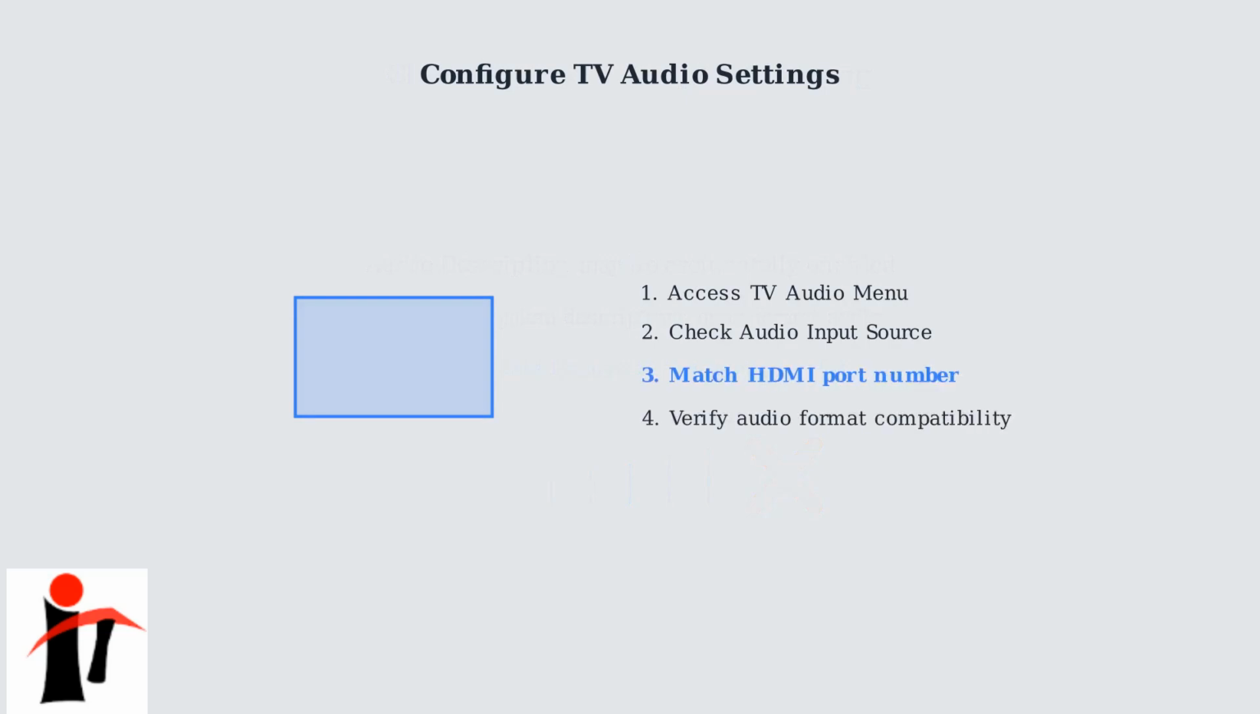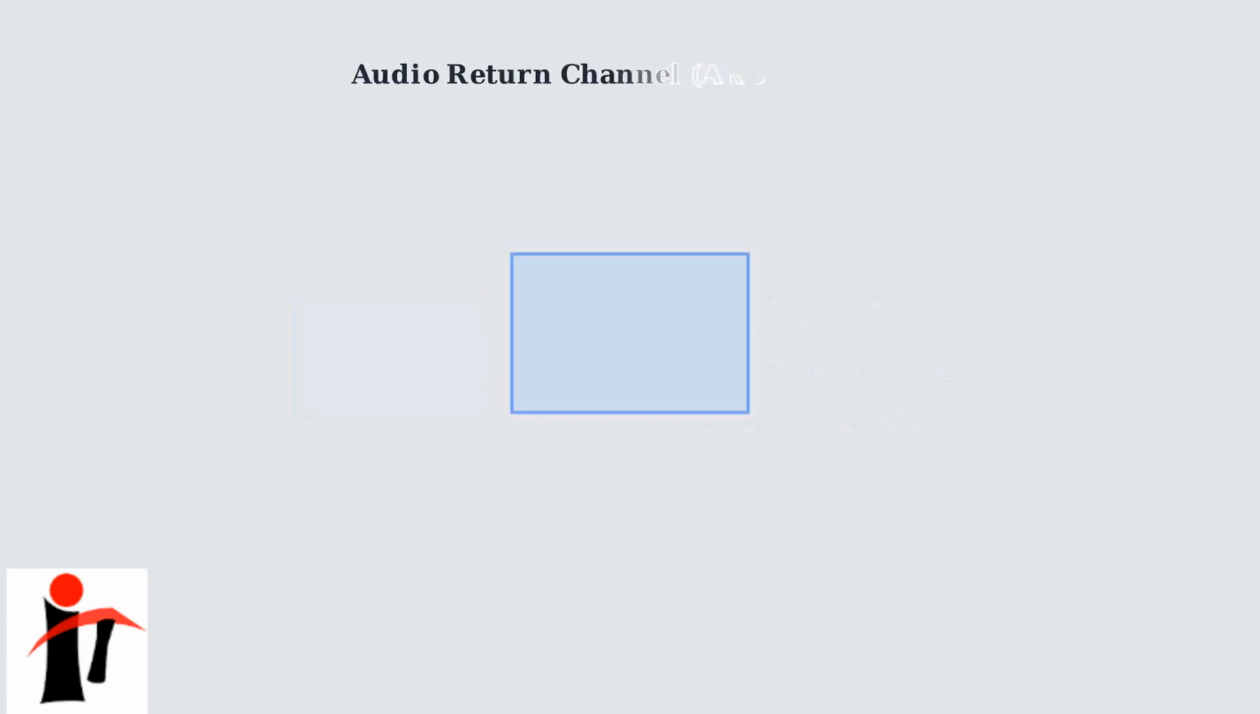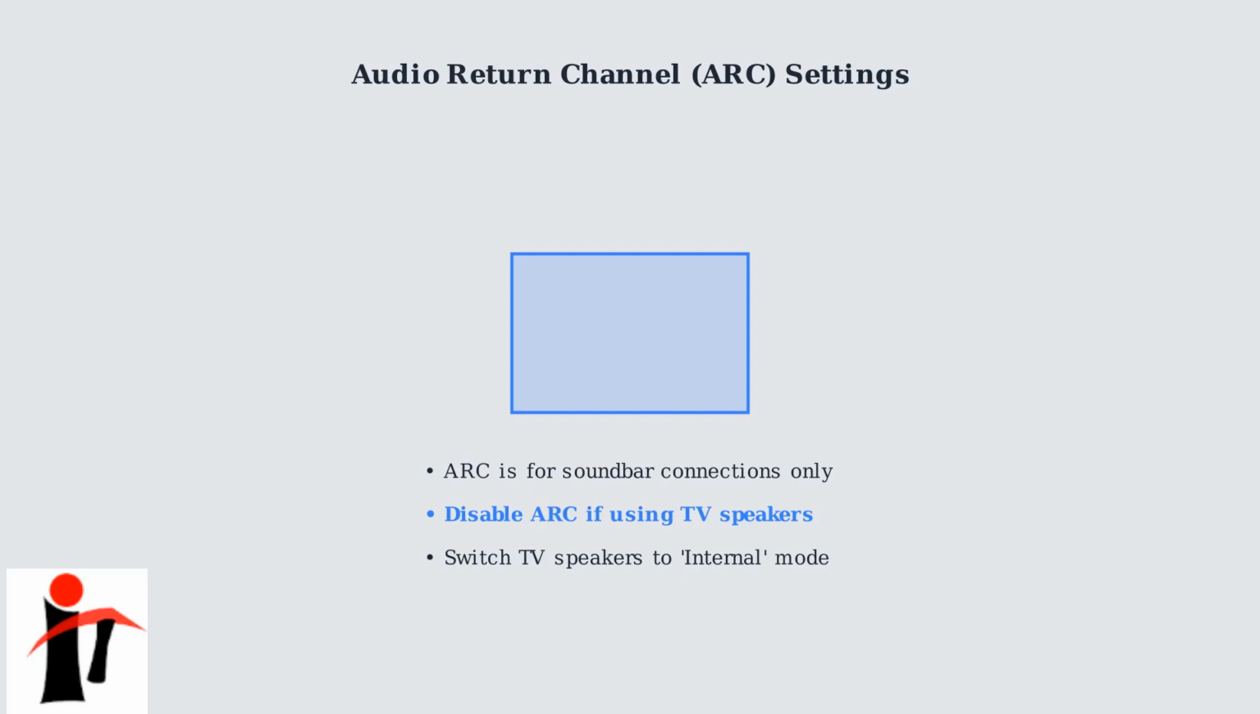Access your TV's audio menu and ensure the audio input source matches the HDMI port you're using for your EETV box connection. If you're not using a soundbar, disable any audio return channel or ARC settings on your TV. ARC is designed for soundbar connections, and having it enabled without a soundbar can cause audio routing conflicts.